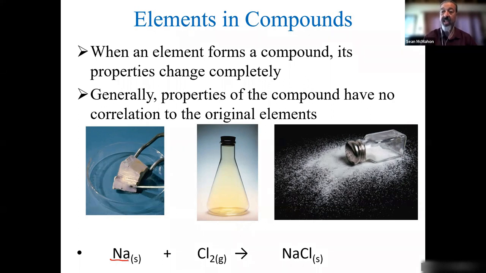Chlorine, which is an element, but one of the diatomics, is found as a gas at room temperature, so we put subscript g. When we combine the two, we form, and I haven't talked about this yet, the ionic compound sodium chloride. All ionic compounds are found as solids at room temperature. They're called salts. So ionic compounds are salts.